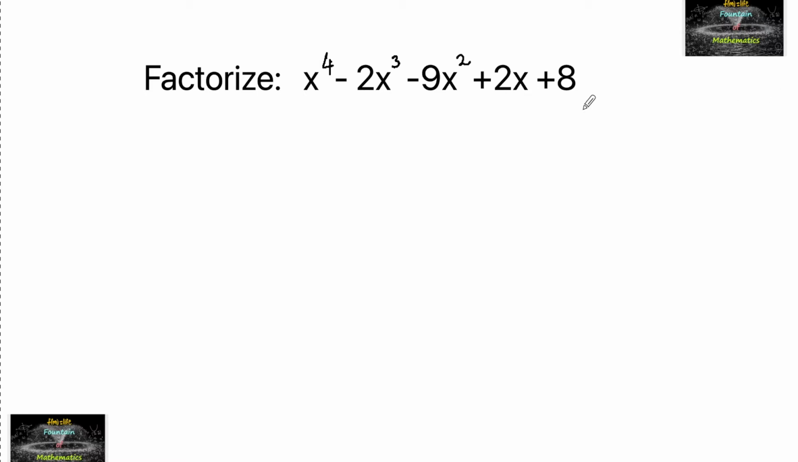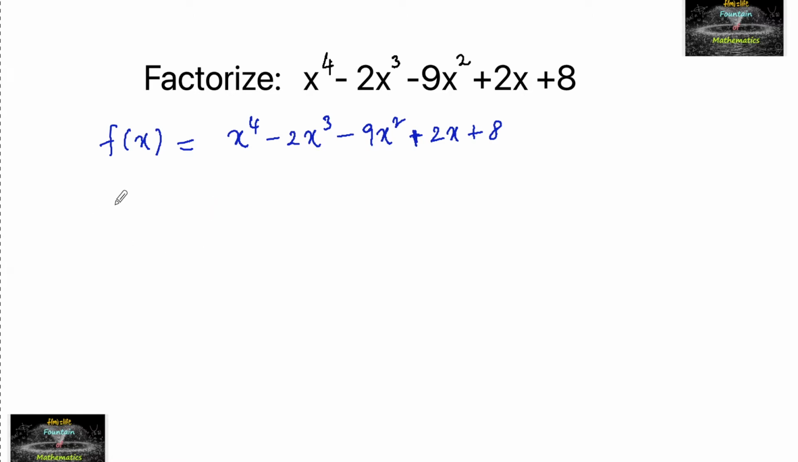Factorize x power 4 minus 2x cube minus 9x square plus 2x plus 8. While factorizing some higher degree polynomials, we need to remember certain things. Say f of x is equal to x power 4 minus 2x power 3 minus 9x square plus 2x plus 8. Say this is f of x.